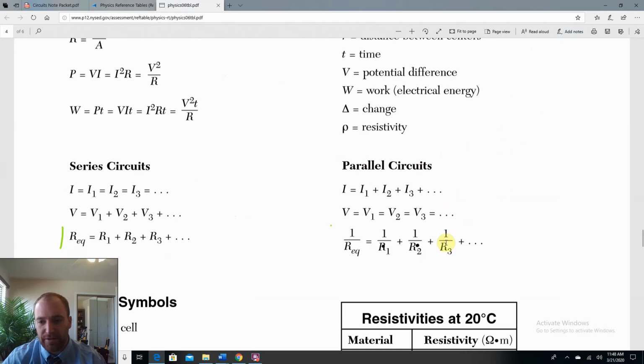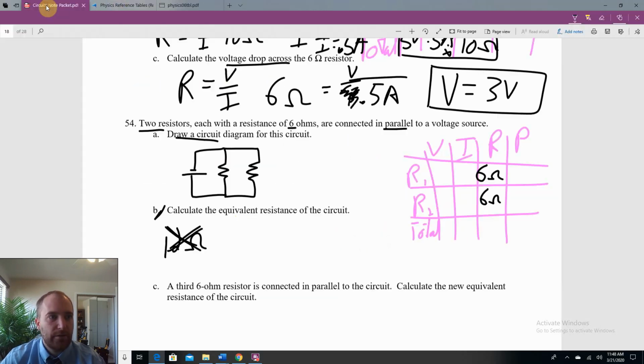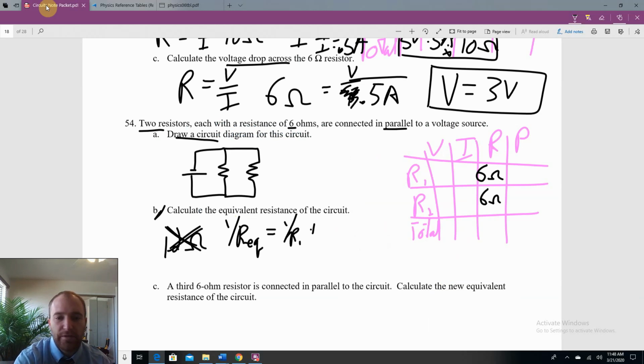And in a parallel circuit, remember this rule that we went over in the last lesson? We have to do this whole thing. There's no real way around it. So that's what I'm going to do. I'm going to do 1 over Req is equal to 1 over R1 plus 1 over R2.